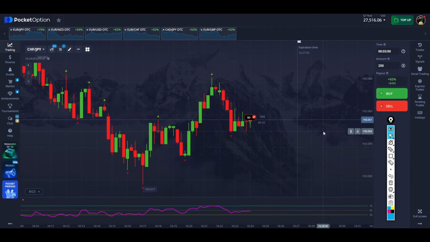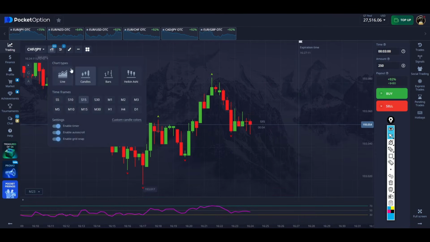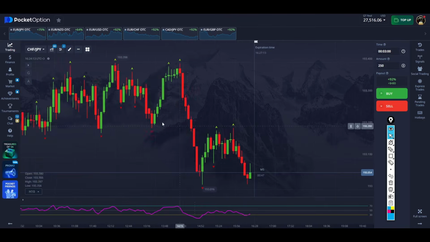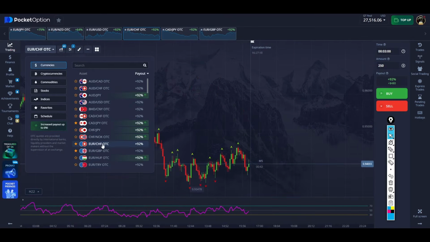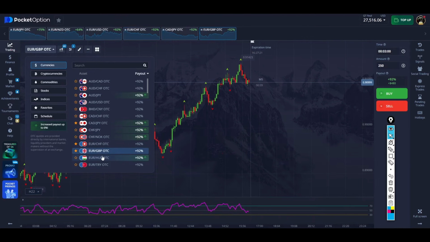Unfortunately, the price pulled into a corrective move and the trade doesn't close in profit. Looks like it would have been better to open this one for 5 minutes or even 10. As we can see, 3 minutes just wasn't enough. All right, moving on. I'll place a recovery trade on the next asset.